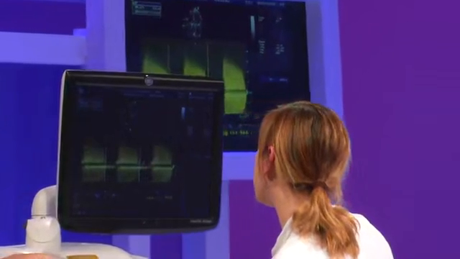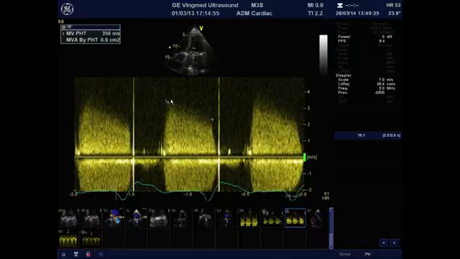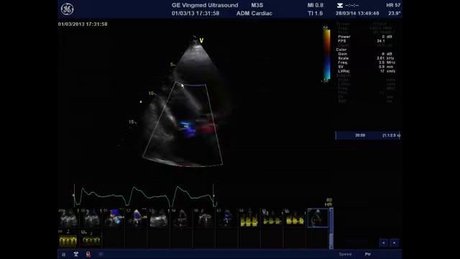And also another important parameter to assess is the pressure half time. You see here that the pressure half time is really long, with a value of 356 milliseconds. So it's really above the reference range, which should be less than 130. And also you have indirect signs of mechanical valve dysfunction.